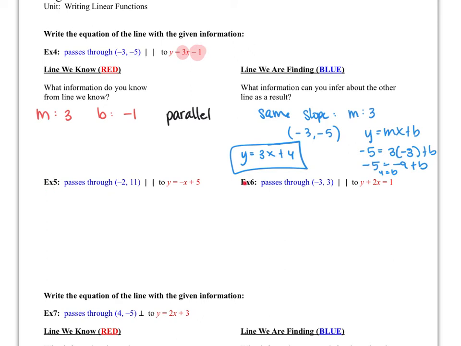So you're going to try examples 5 and 6. In both cases, you're trying to complete the equation of the blue line in slope-intercept form, and you're being told in both cases that they're parallel to the red lines that are here. Pause the video, press play when you're ready to check your answers.